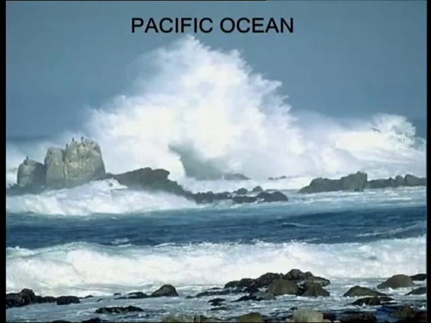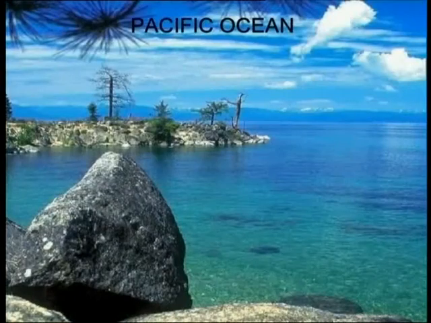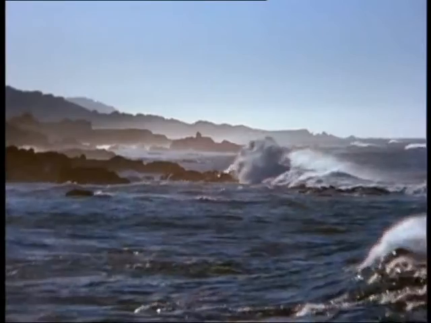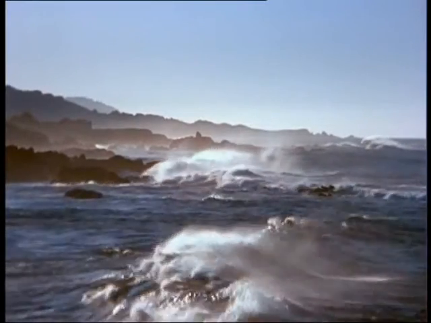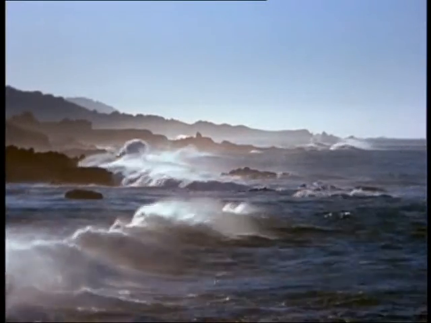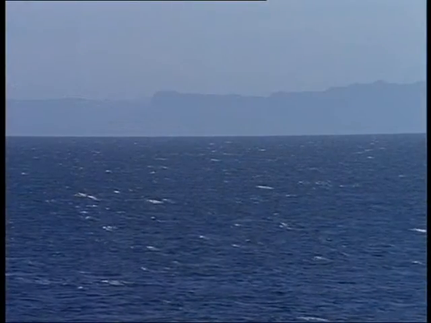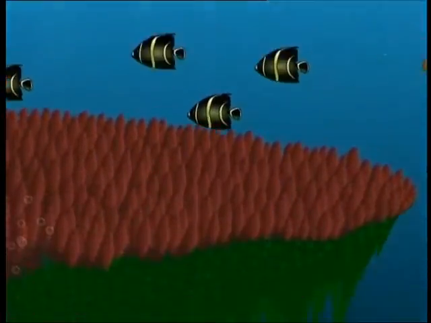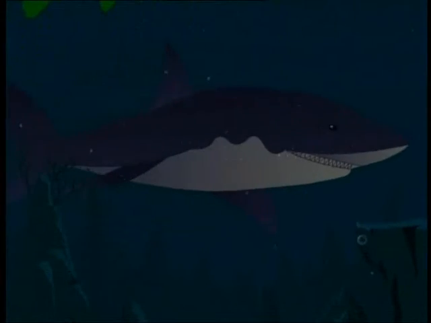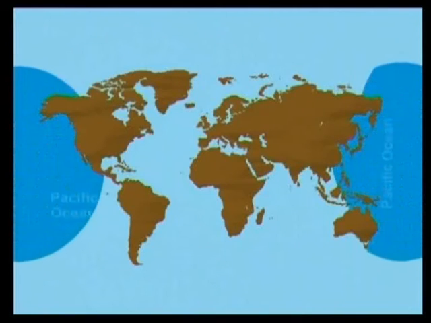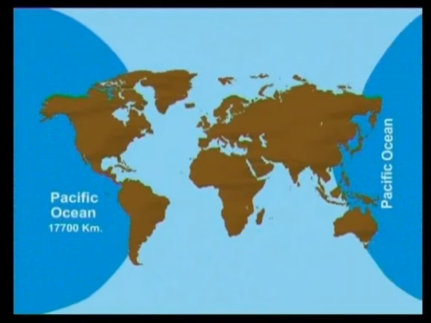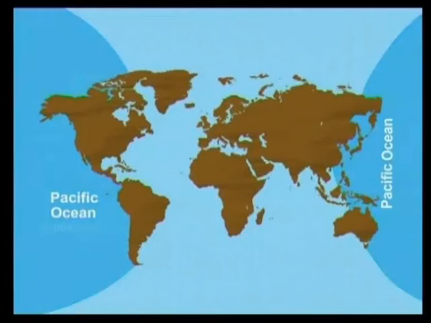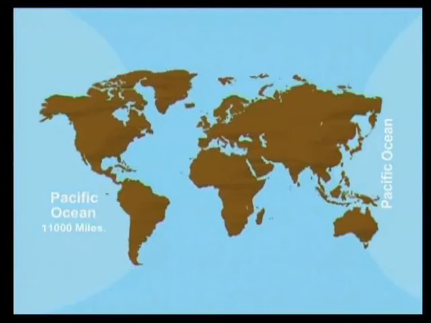It has 48% of the world's seawater. This is larger than all the land on this Earth put together. Wow, that is really large, isn't it? The Pacific is also deeper and becomes deeper closer to shore. The Pacific Ocean is spread across 17,700 kilometers in width, that is 11,000 miles.